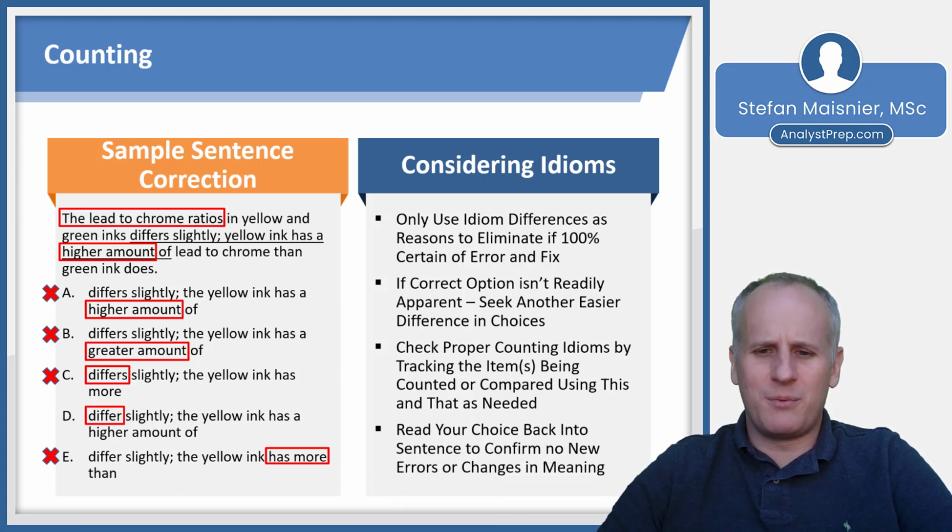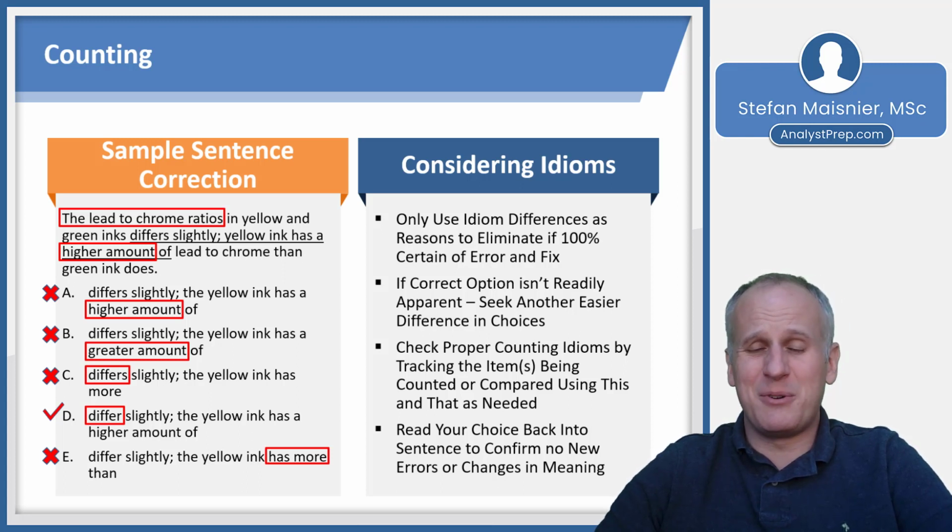So then we just want to read our choice back into the sentence to confirm there are no new errors or changes in meaning. So the lead to chrome ratios in yellow and green inks differ slightly. The yellow ink has a higher amount of lead to chrome than green ink does, and choice D correctly captures the intent of the original. We ended up sticking with higher.